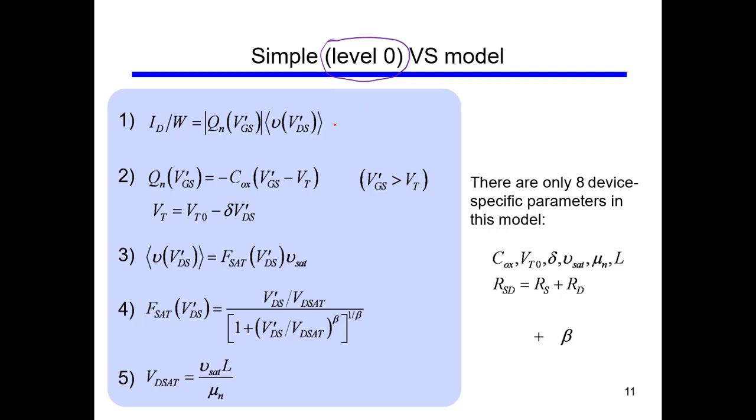We have the equation for current, and we have the equation for charge, which is minus Cox times VGS prime minus VT, and this is the equation from DIBL. Then we have this equation which has the saturation function, and then we have the formula for the saturation function, and then we have the saturation voltage as a function of saturation velocity, channel length and mobility. So these are the equations that describe the virtual source model.